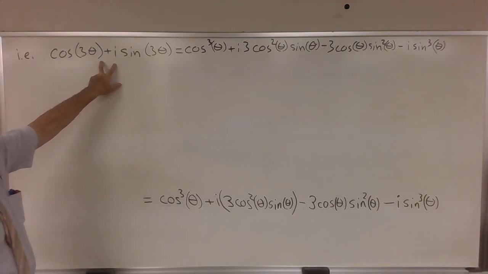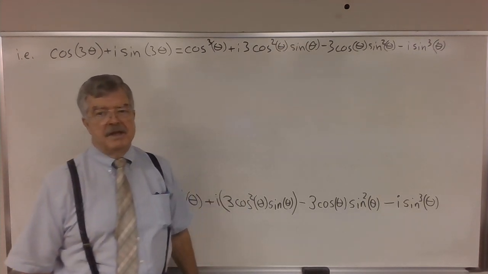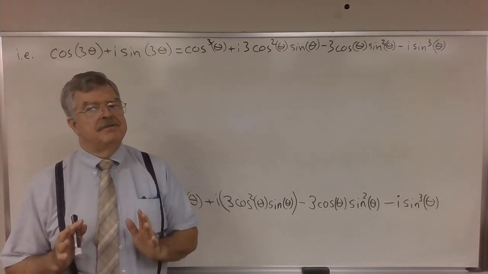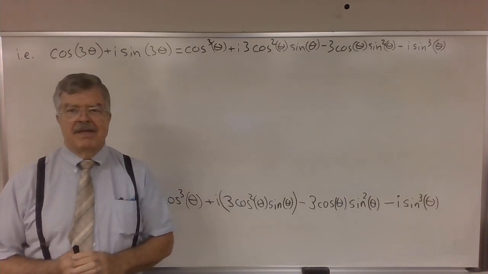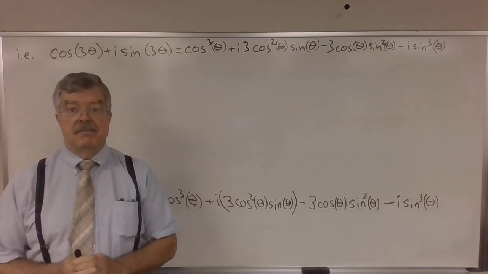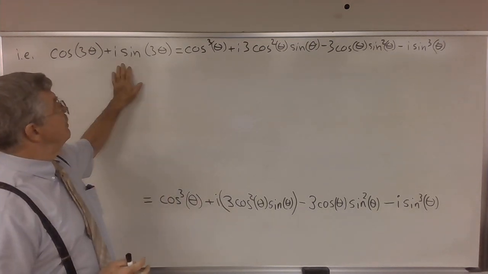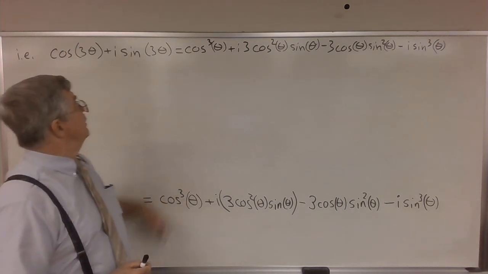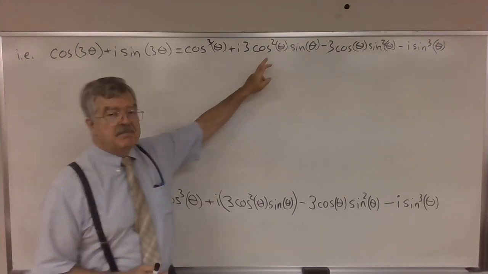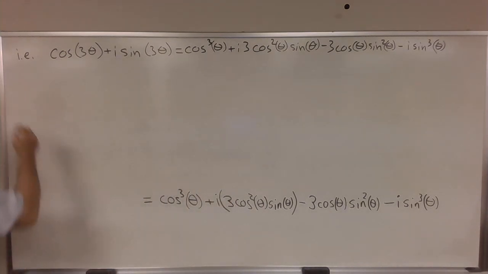This complex number and this complex number are equal. So what has to be true? The real and imaginary parts have to be equal. The real parts of both complex numbers have to be equal. The imaginary parts of both complex numbers have to be equal. So I'm going to note that.